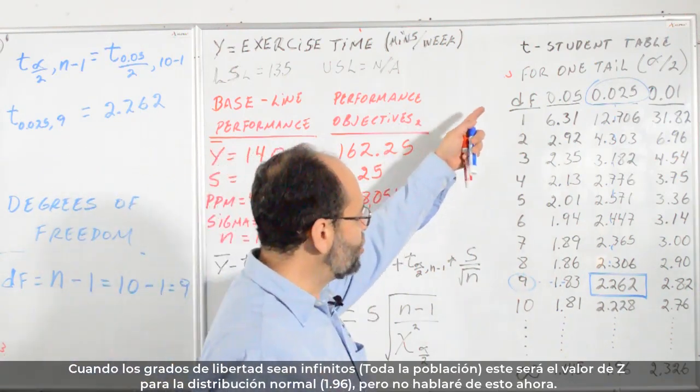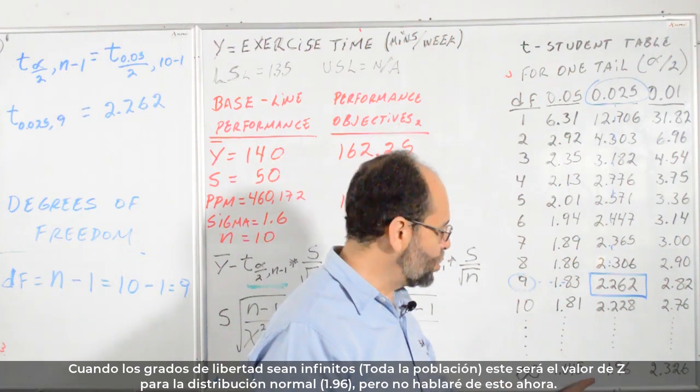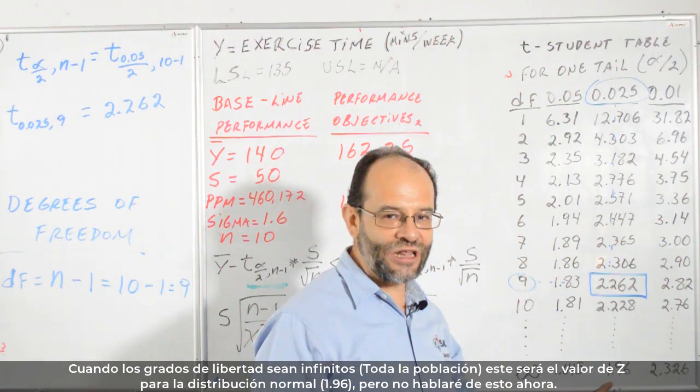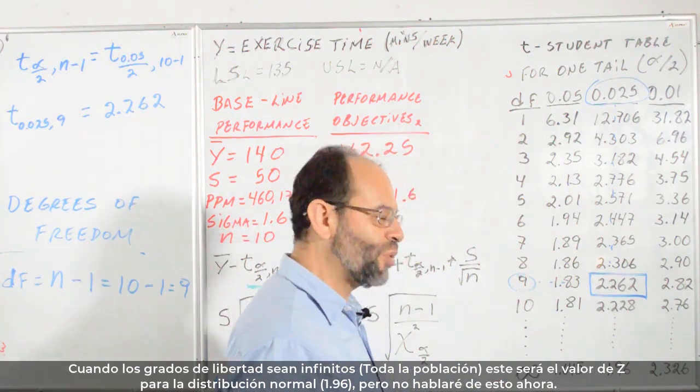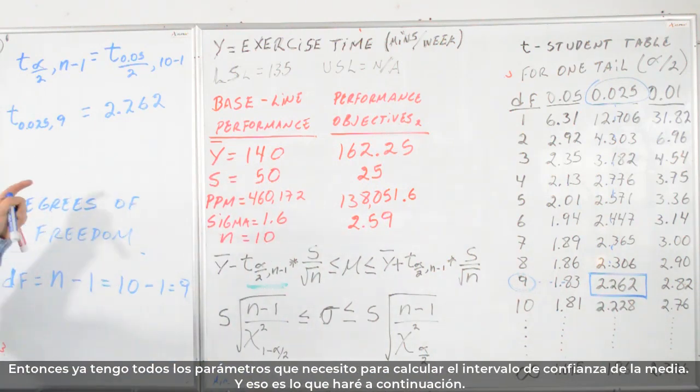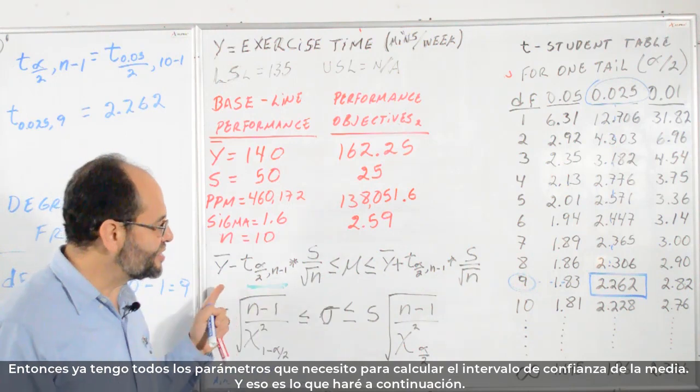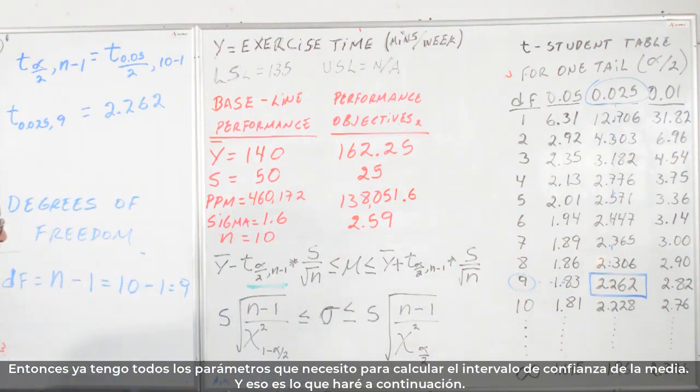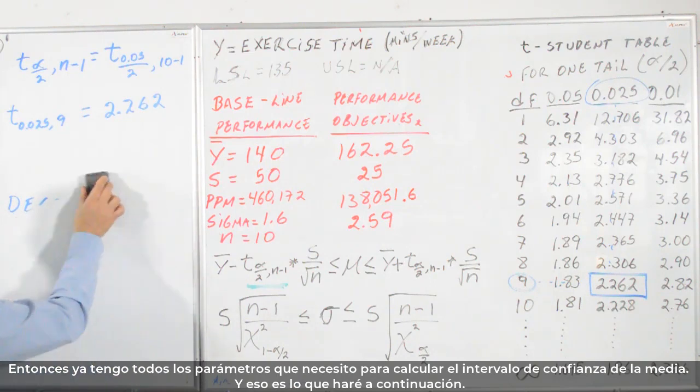When the degrees of freedom become infinite, this will be the z-value for the normal distribution, 1.96, but I'm not going to talk about that one right now. So from there, I have all the parameters that I need in order to calculate this confidence interval. And that's what I'm going to do right now.